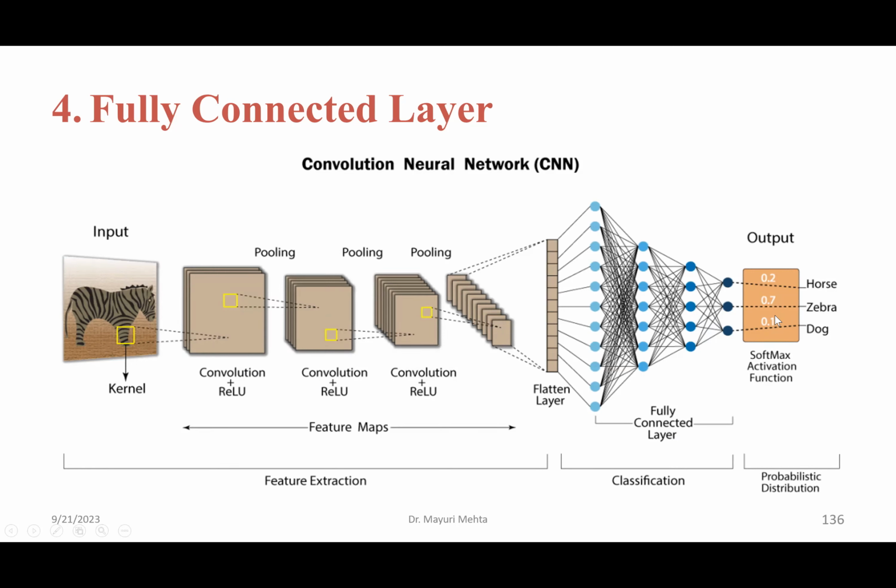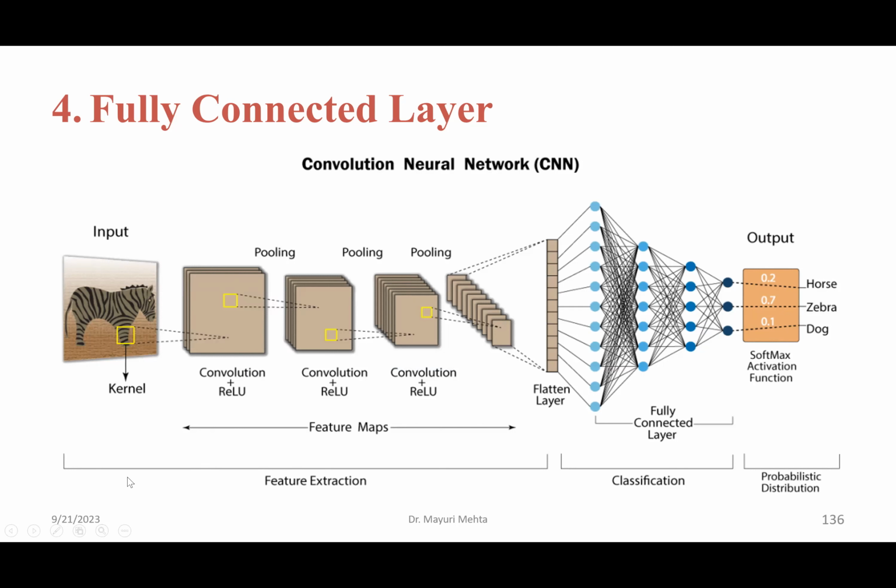As we know, the summation should be 1. This is our softmax activation function, the softmax classifier. Based on this probability, the image is classified into one of these three classes. The probability that this image is a zebra is higher, so this image will go to which class? Zebra. You can see the tags given at the bottom line.